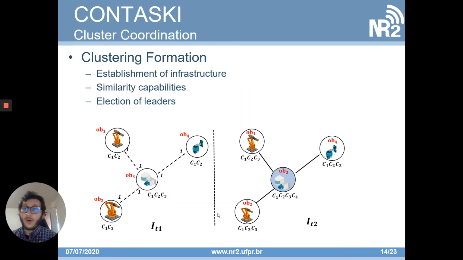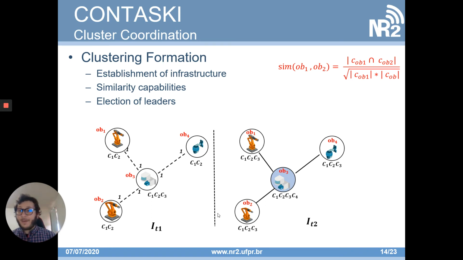First, we form clusters to establish an infrastructure of the network. Then, to form these clusters, we consider the similarity of capability of the nodes. We have different nodes with different capabilities, and we need to put all these nodes together. So we put the nodes together, create a cluster, elect a leader, and create the first infrastructure of our system.